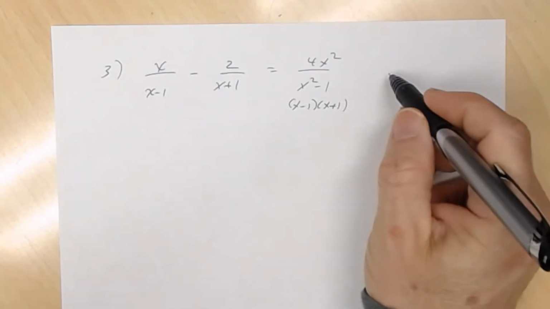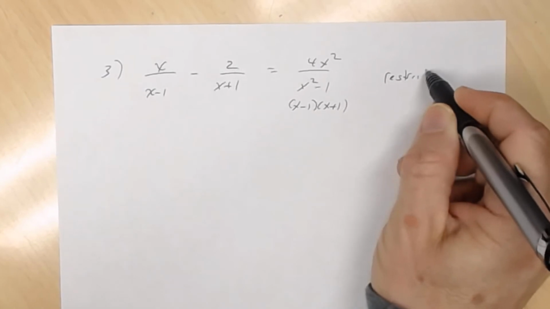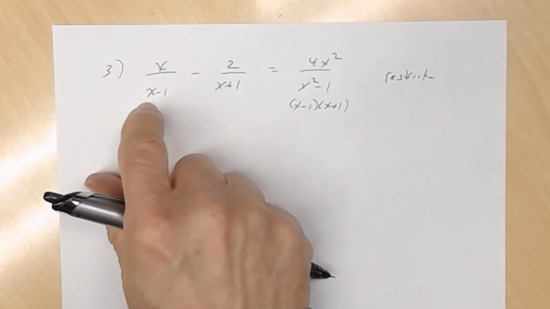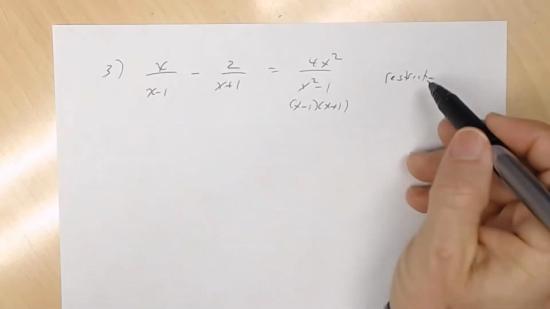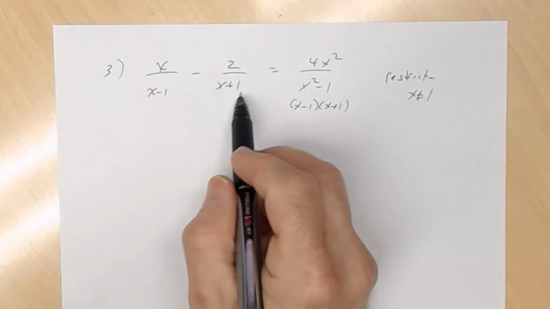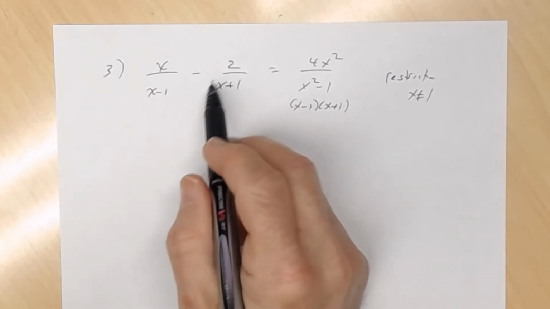Okay, so let's find the restrictions. All right, what makes this denominator 0 when x is what? 1. When x is 1, so x is not equal 1. What makes this denominator 0 when x is what? Negative 1.